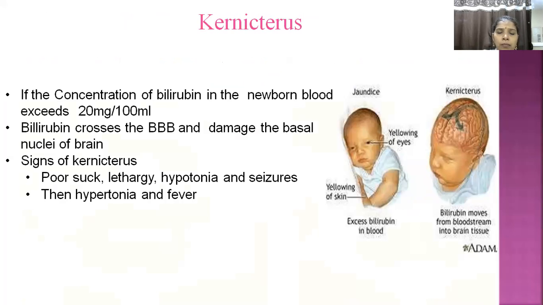Bilirubin crosses the blood-brain barrier and damages the basal nuclei. The organs damaged in the brain are the basal nuclei. The level of the bilirubin is 20 mg per 100 ml. The signs of kernicterus: poor suck, lethargy, hypotonia and seizures. First hypotonia develops, then hypertonia and fever.